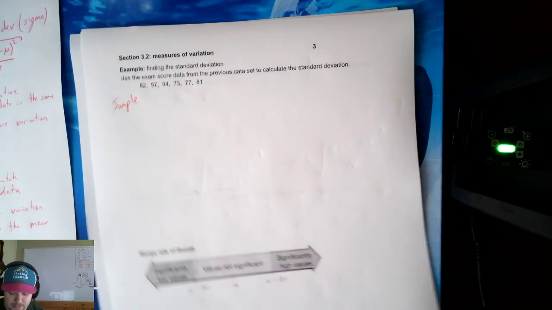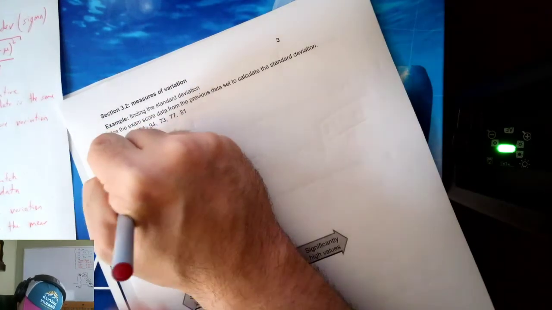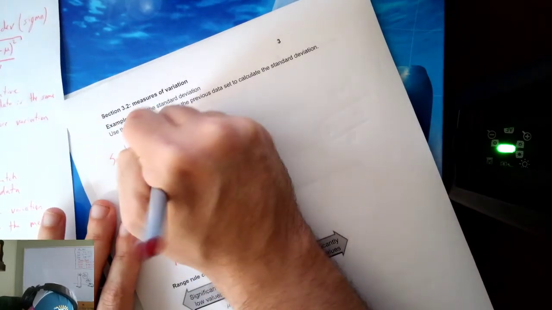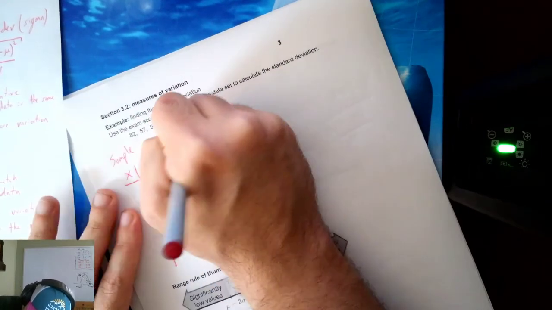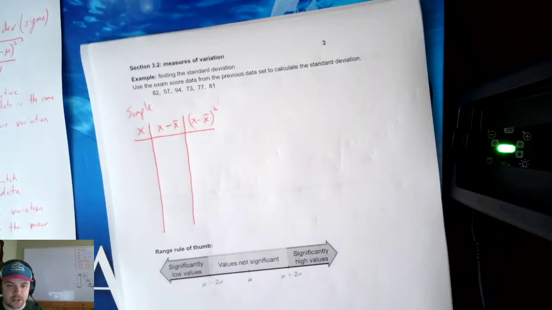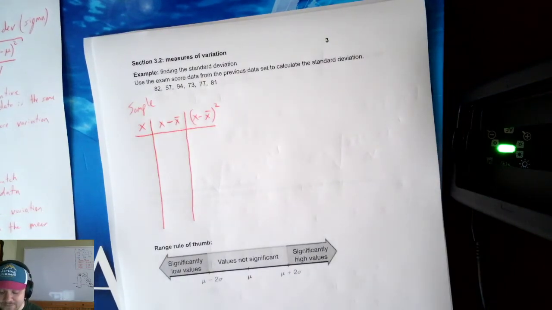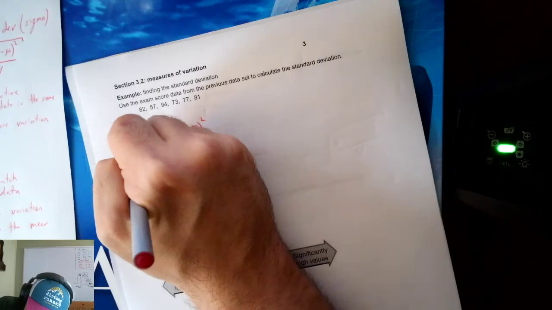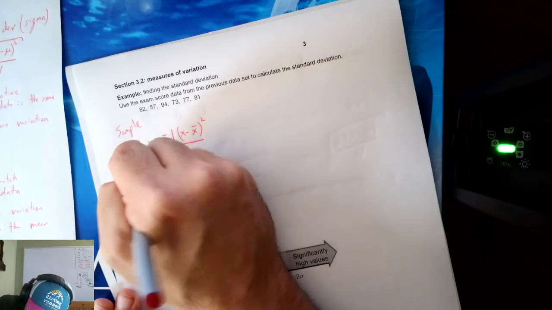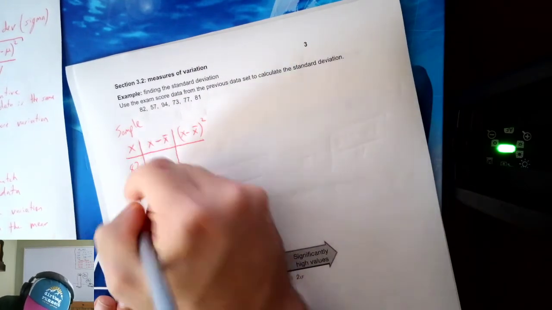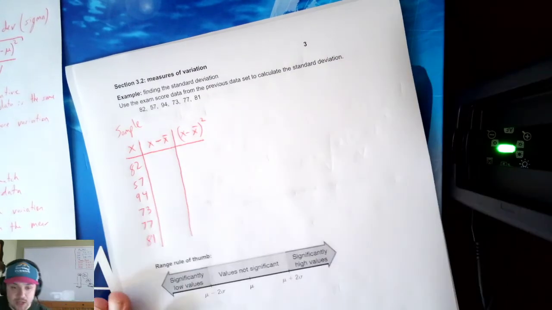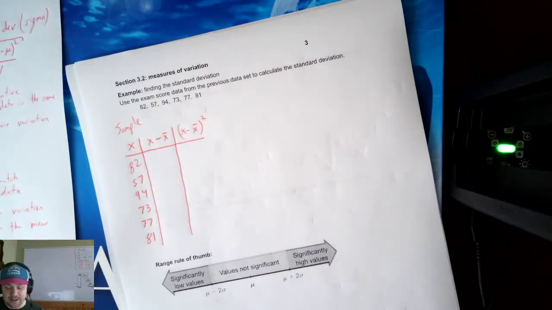Next, I am going to create my table. I'm going to put x, x minus x bar, and (x minus x bar) squared in the last column. I'm going to write my data like this, and fill in the first column because I can. The first column, x, remember x is your data: 82, 57, 94, 73, 77, and 81.